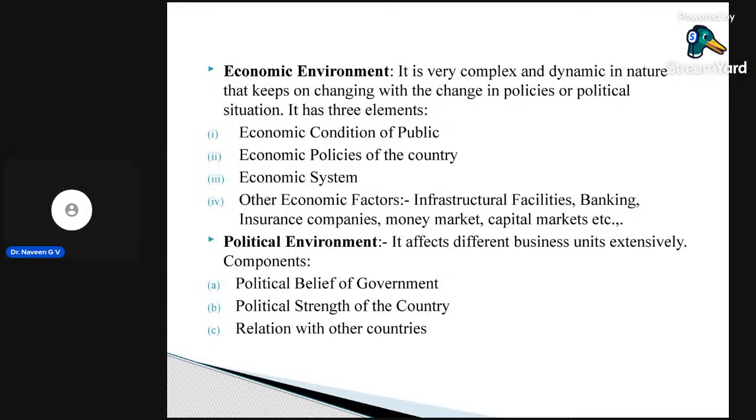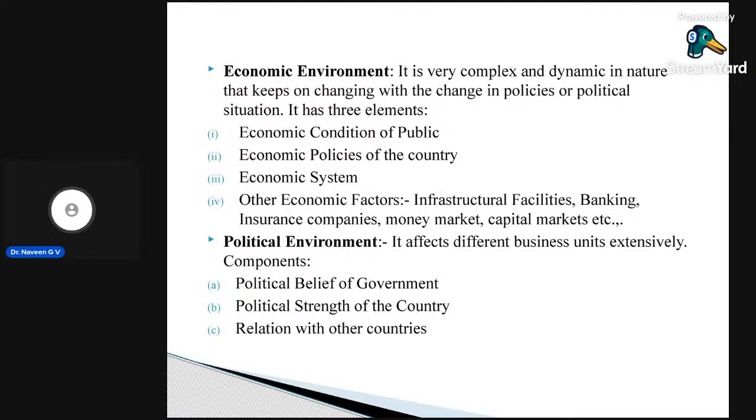Then the political environment. The political and government environment affects the different business units extensively. It means the political belief of the government. As we know, without the belief of the government we cannot have the political strength of the country. That is also a most important thing. Whatever rules and regulations are framed by the political persons should also consider relations with other countries. The political relations of the central government with other countries make the political situation strong.